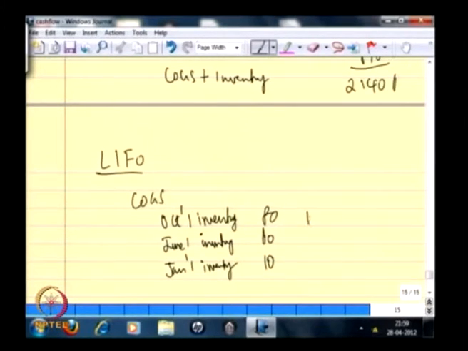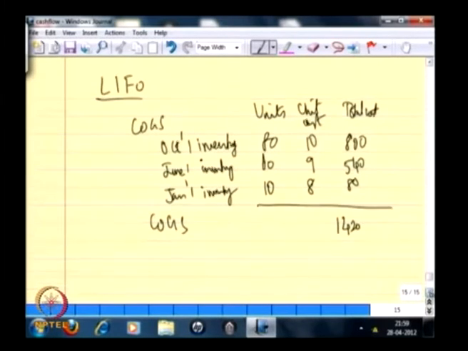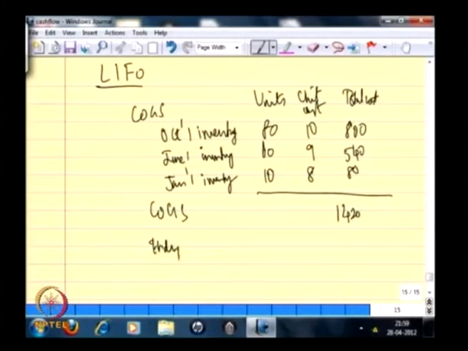So, the unit cost is 10 here, 9 here, 8 here. Unit cost, units, total cost. So, 800, 540, 80. So, the total cost of goods sold is 1420. Now, what remains as ending inventory is the balance 90 units that I had in January when I began the transaction, 8, 720.